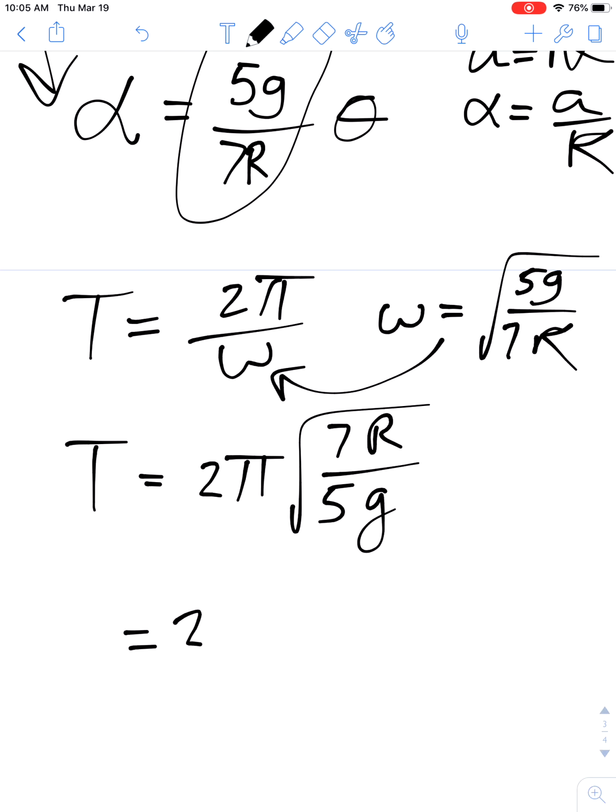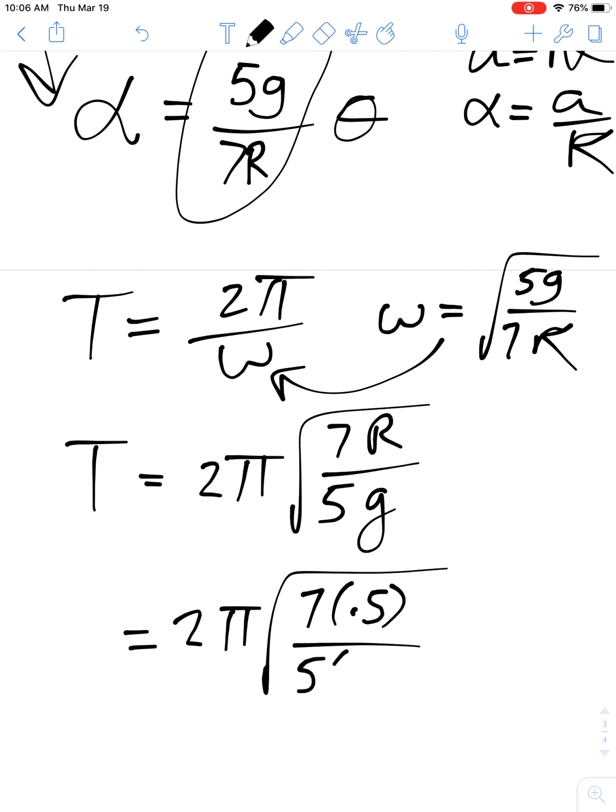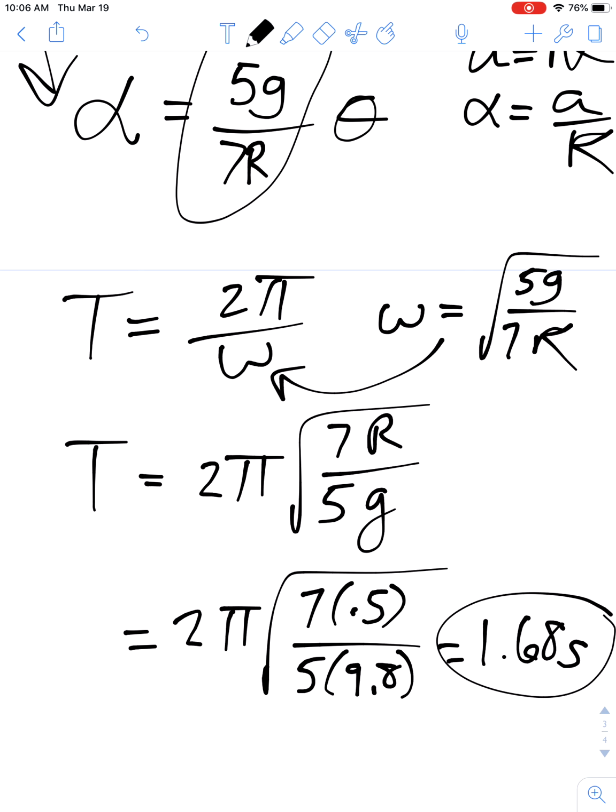And if I do this calculation, then I can plug in what I know, which is 1/2 meter, and I can plug in 9.8. Let me quickly double check that I did not make any silly mistakes. So 7 times a half, divided by 5, divided by 9.8. Take the square root of that. Yep, this is looking good. Multiply by 2 pi, and we get our answer, which is 1.68, or about 1.7 seconds, okay?